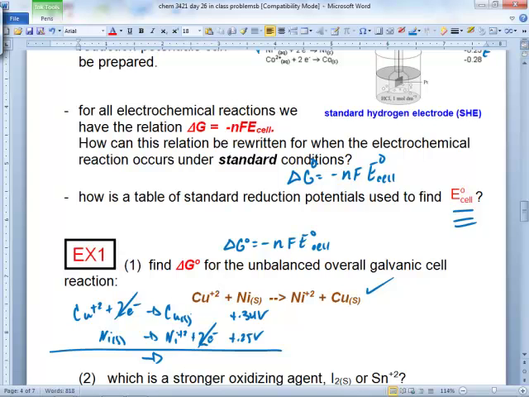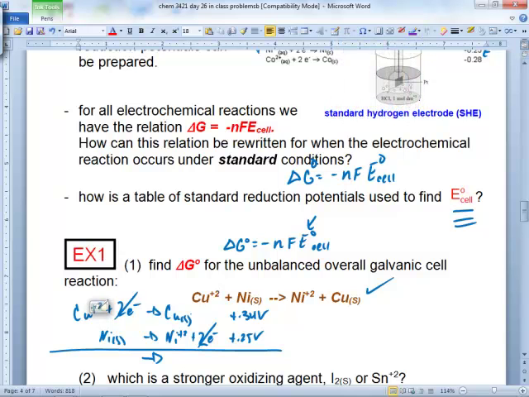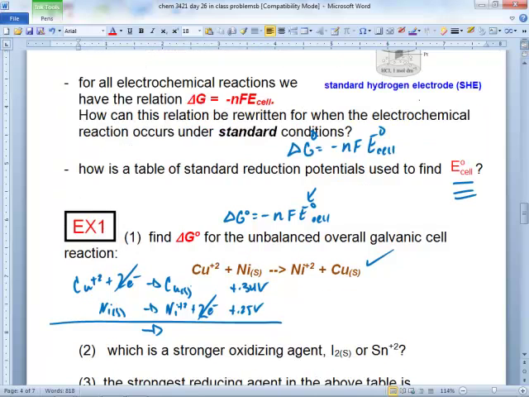Now I need that E0 cell number though. That's going to be 0.59. Were we supposed to balance this? It says, why is that unbalanced? It's balanced, isn't it? Because I made it up and I'm just trying to make up questions. I need to pick a better example that has like a 3 and a 2 in there or something, right?